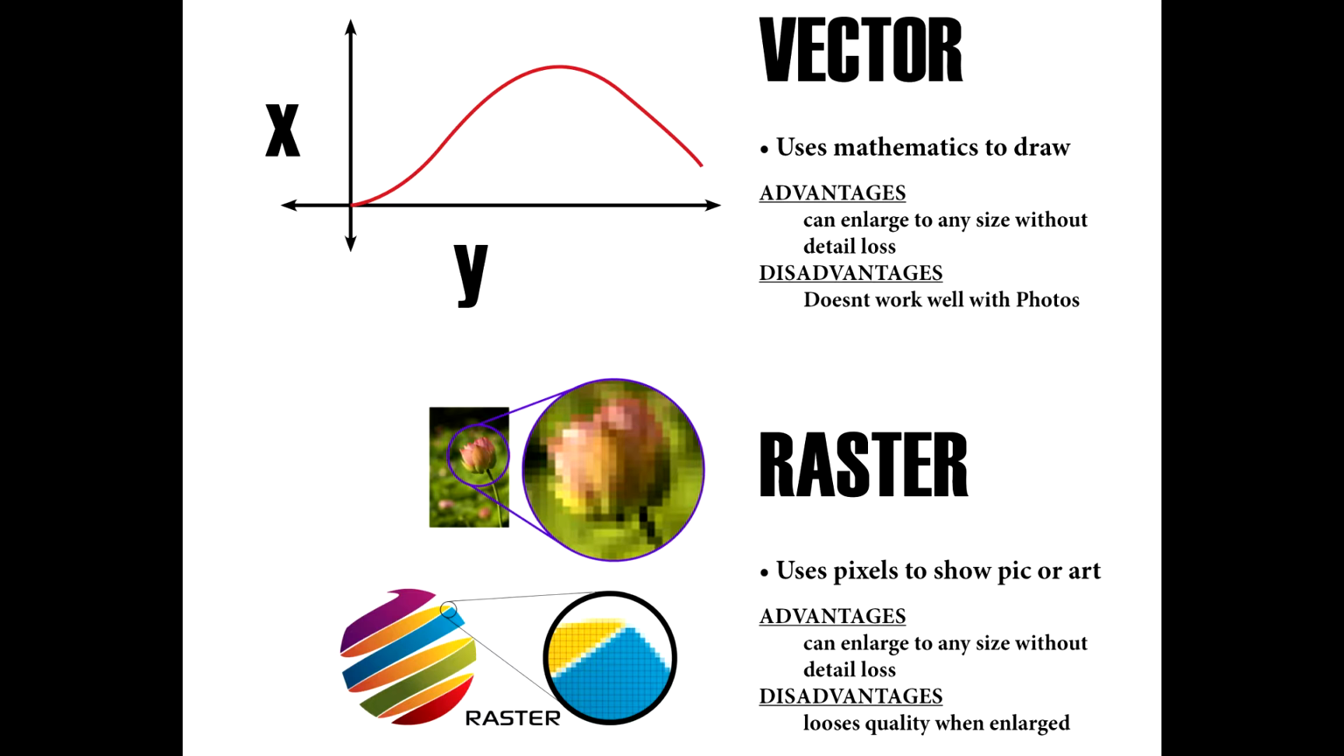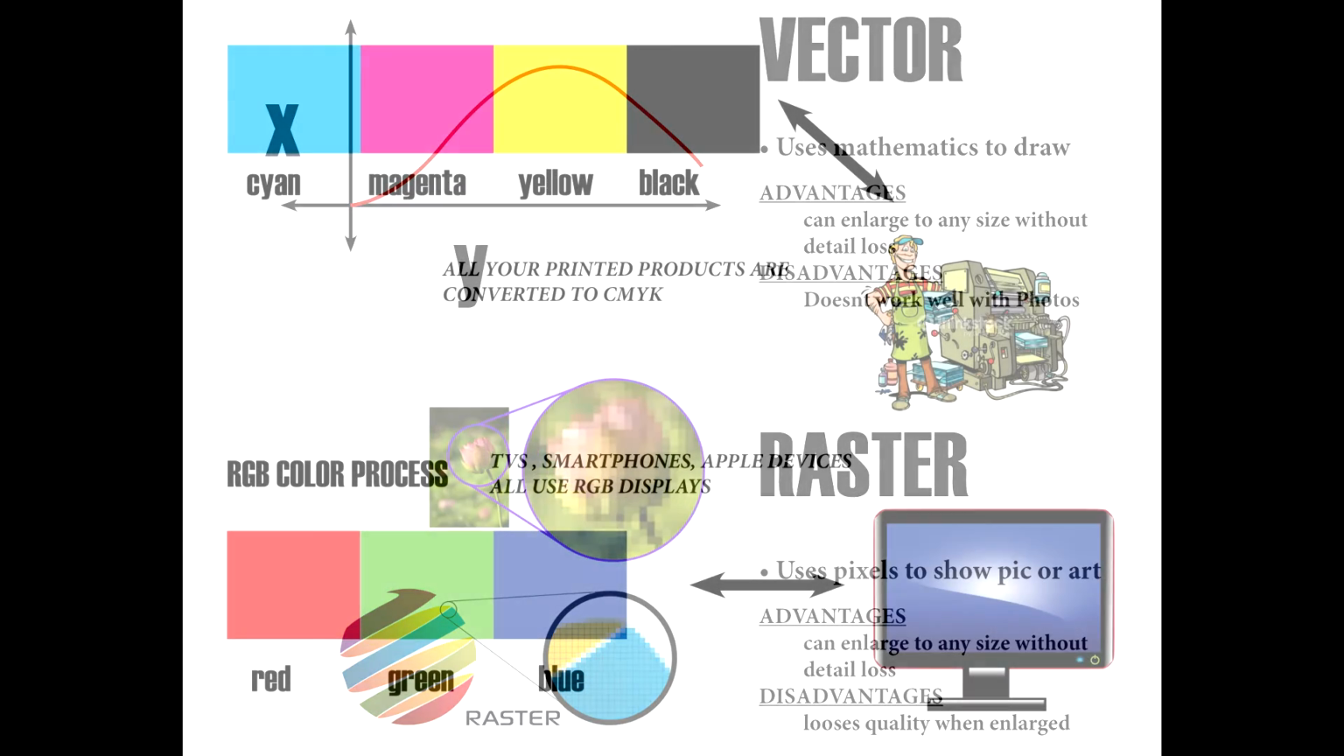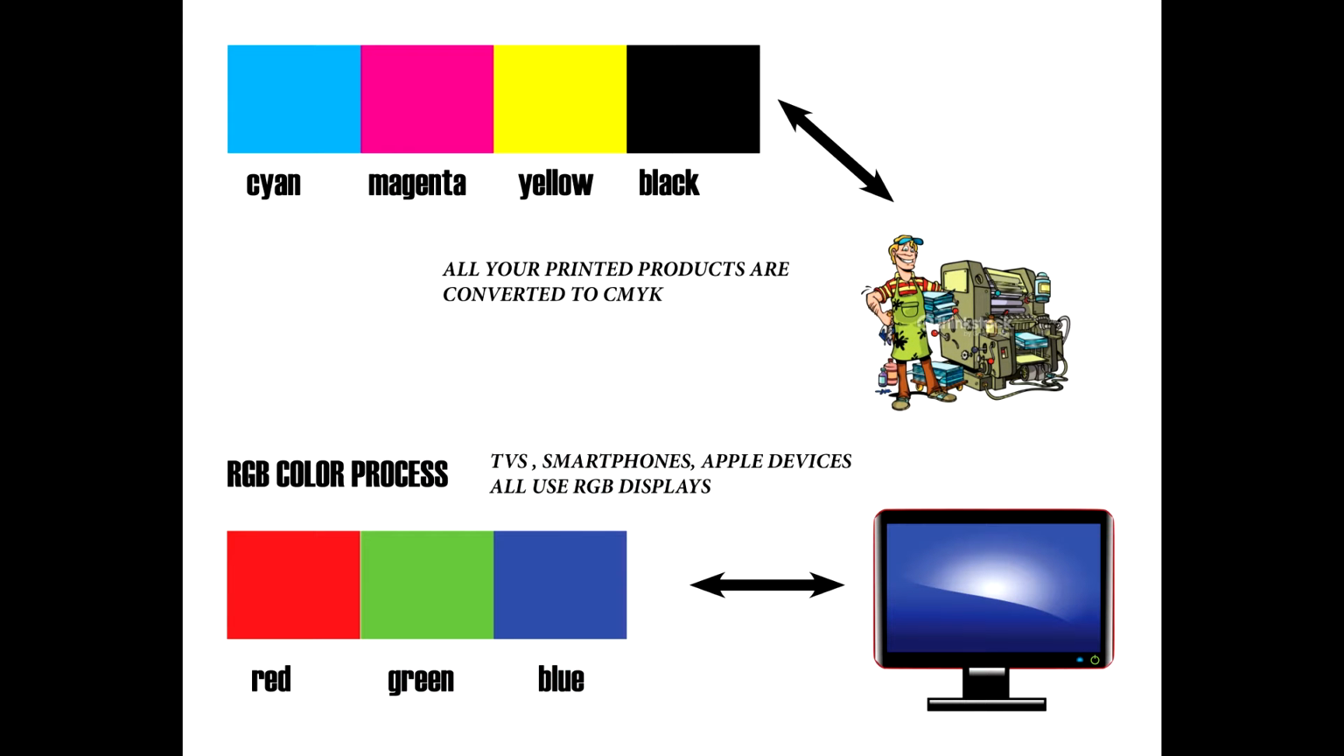Okay, now we're going to also talk about the color processes. Now you have CMYK, which uses cyan, magenta, yellow, black. That's the way that the copiers and printers print. Basically, they use those four colors in combination to make whatever the artwork has printed.